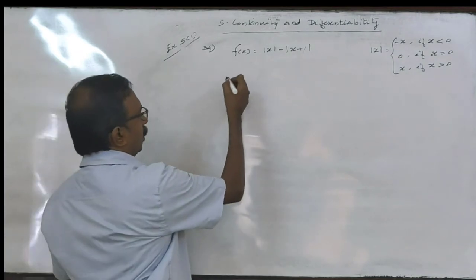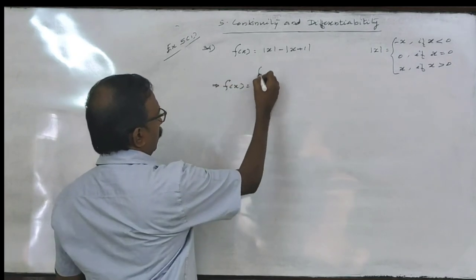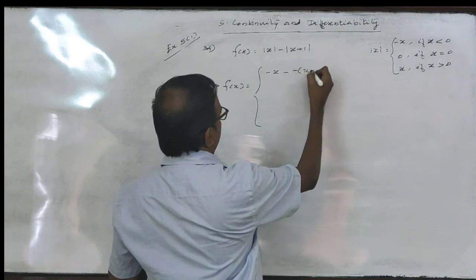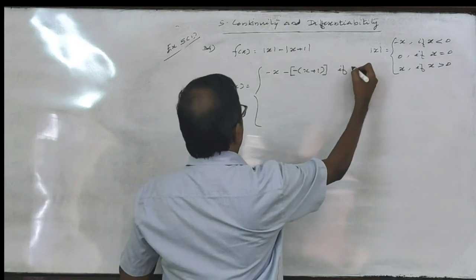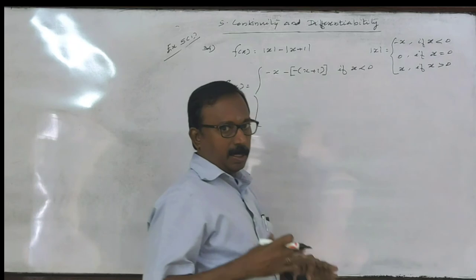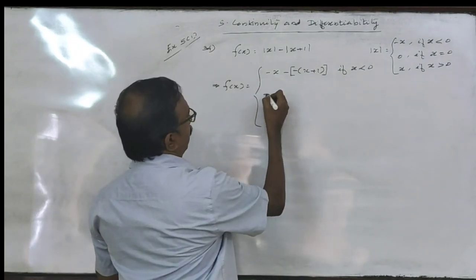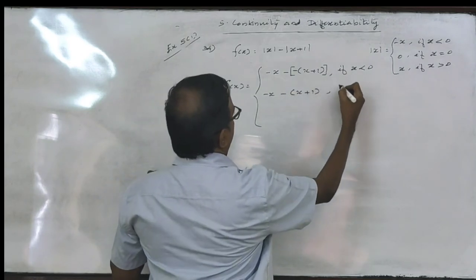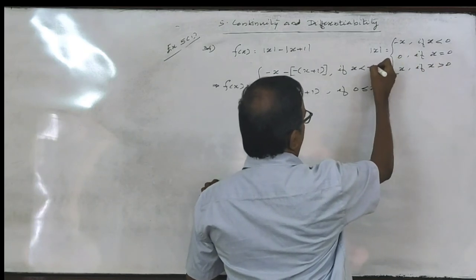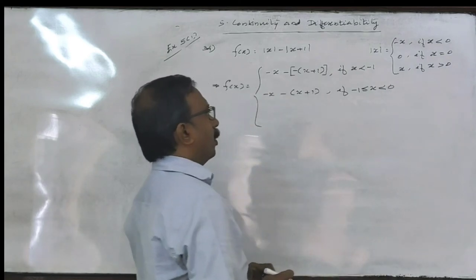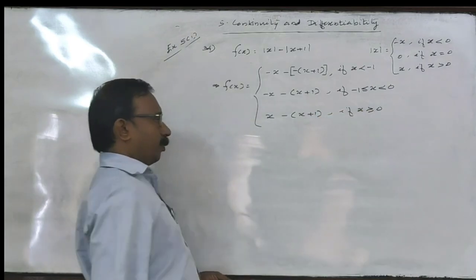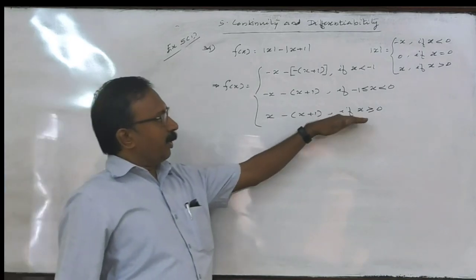Now I rewrite this function. f of x is equal to minus x minus of minus of x plus 1, if x is less than minus 1. Then minus x minus of x plus 1, if minus 1 is less than or equal to x less than 0. And next, x minus of x plus 1 if x is greater than or equal to 0. We have these conditions: 0 and minus 1.